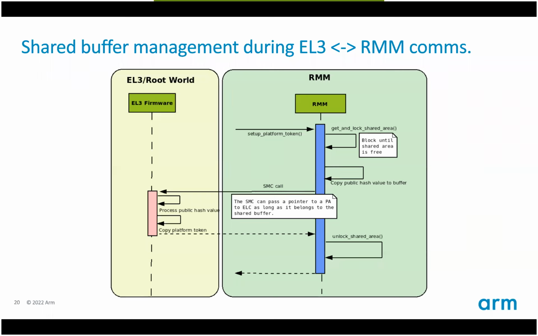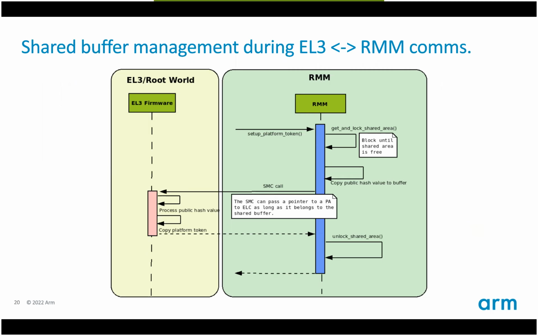Sorry, I'm going to ask a lot of questions about scalability because historically we've had a lot of challenges with TF-A on the large scale side. If you have a single buffer here, that means every RMM to EL3 call is going to have to be serialized across all cores.